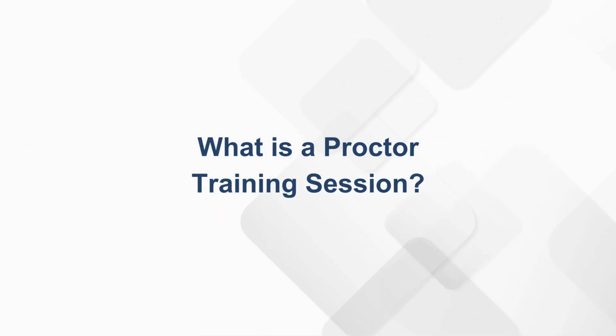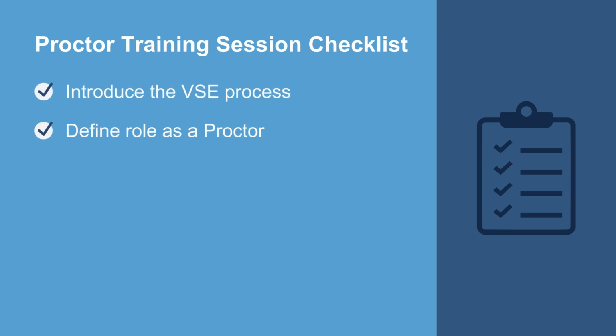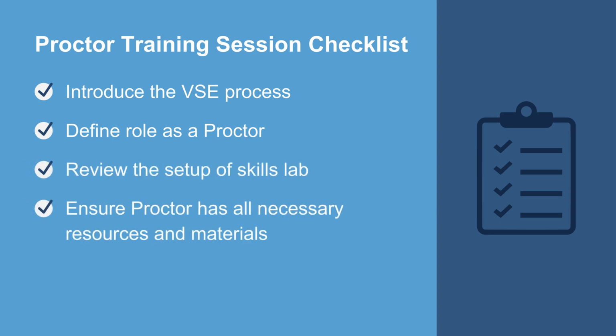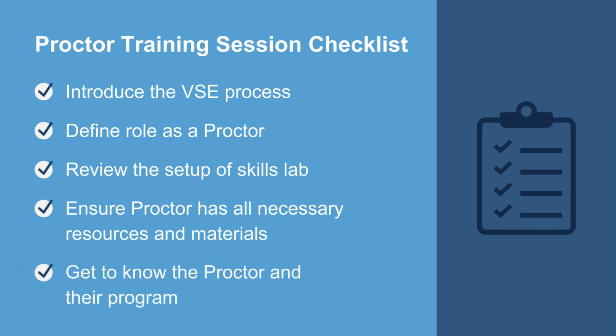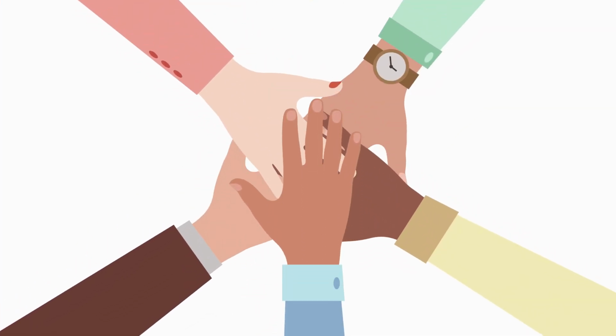The Proctor training session is your orientation to the Virtual Skills Evaluation Program. During this session, which lasts about 60 to 90 minutes, we'll introduce the VSE process, define your role as a proctor, and review the setup of your skills lab. We'll make sure you have all the necessary resources and materials to conduct evaluations and get to know more about you and your program. With your help, we are setting our future CNAs up for success.